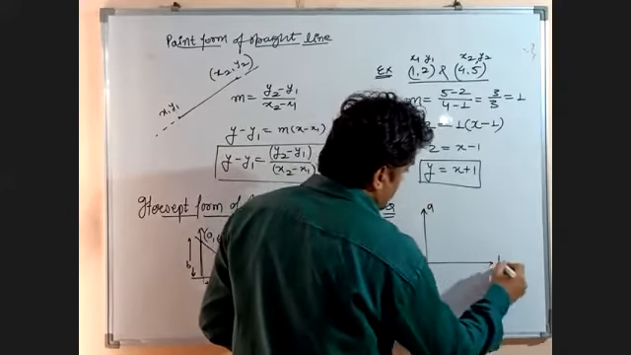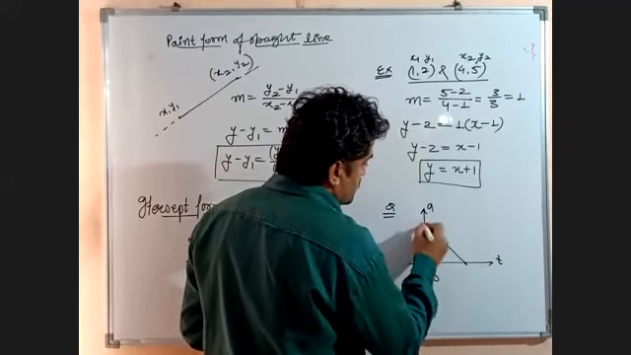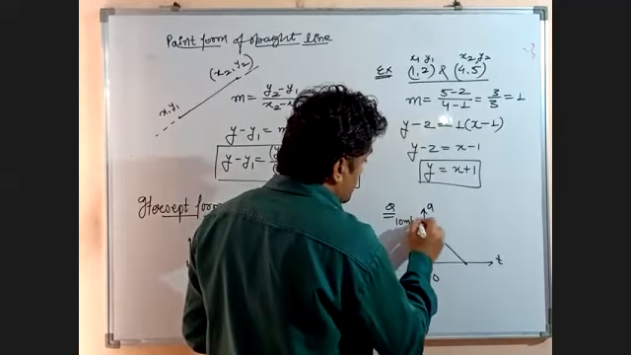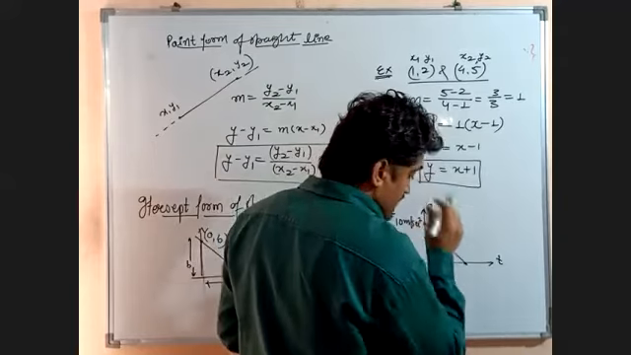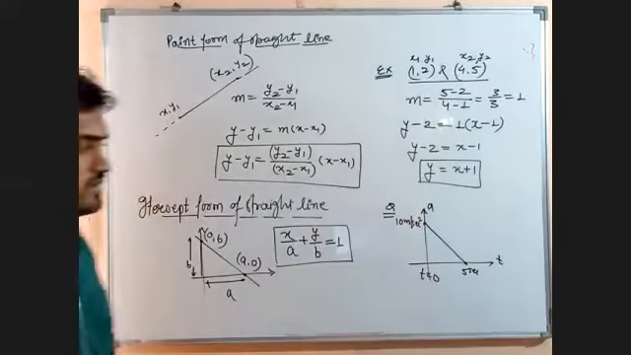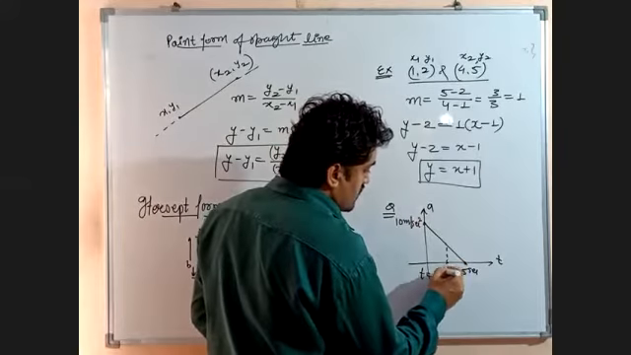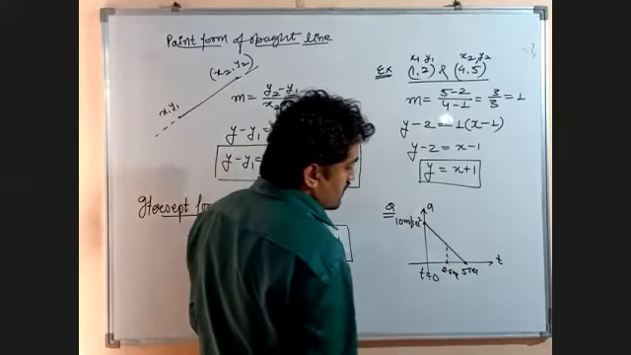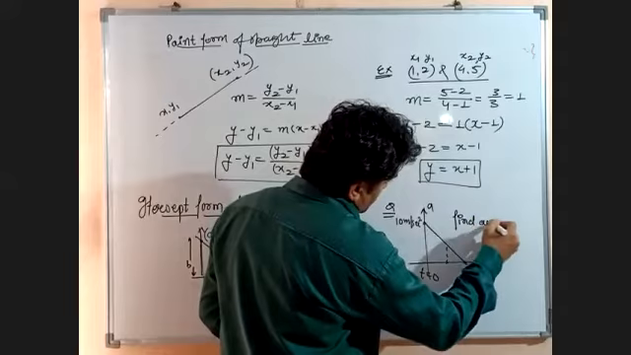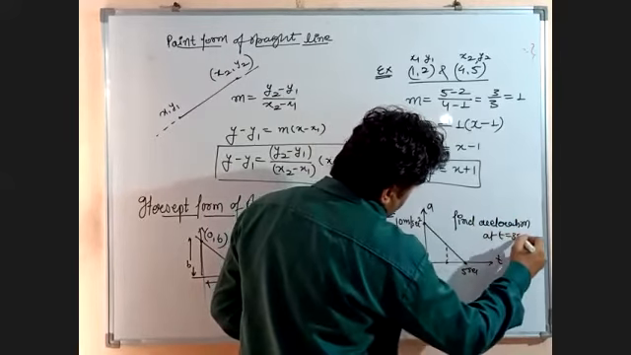Like, the acceleration-time graph is like that. At t equal to 0, acceleration is 10 meter per second square. And after 5 seconds, acceleration is 0. Now we have to find the acceleration at 2.5 seconds, or the acceleration at 3 seconds. Find the acceleration at t equal to 3 seconds.